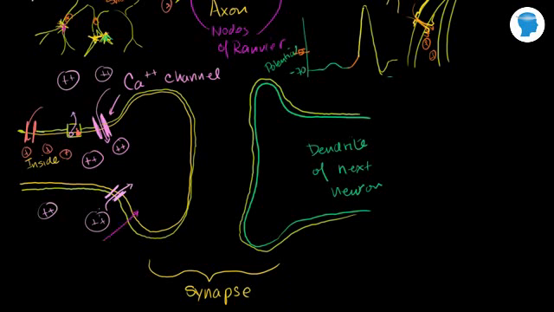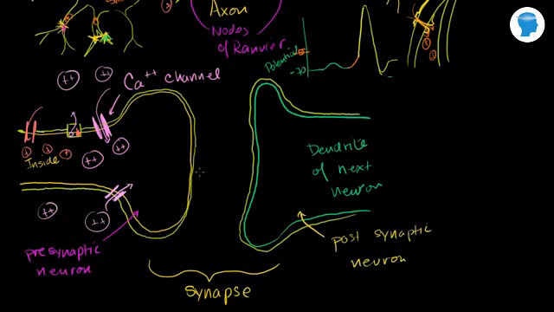So let me write that down. It's good to have a little terminology under our belt. Presynaptic neuron. This is the postsynaptic neuron. Postsynaptic neuron. And the space between the two neurons, between this axon and this dendrite, this is called the synaptic cleft. I'll just write it as a synaptic cleft.